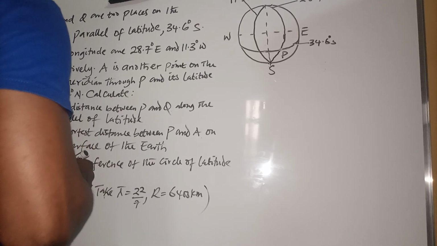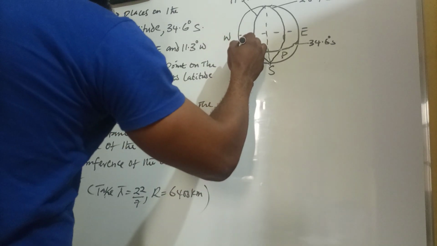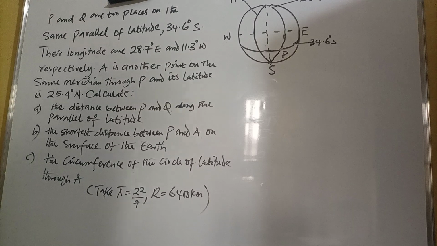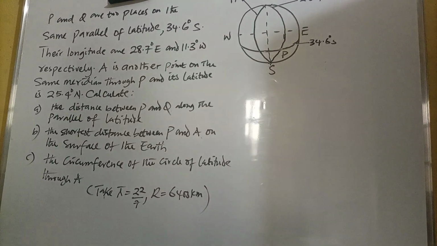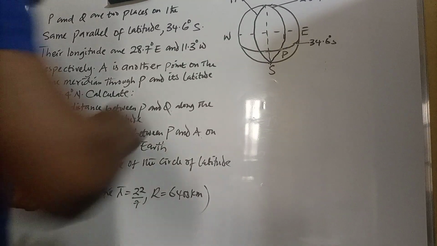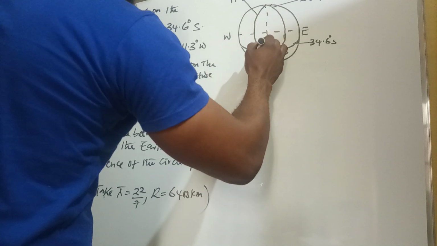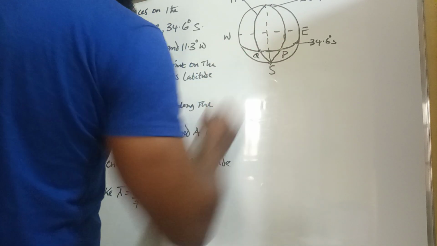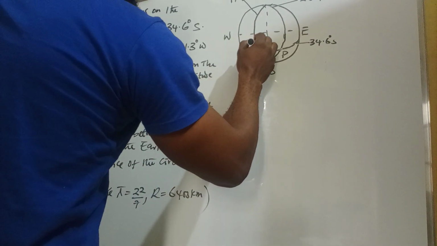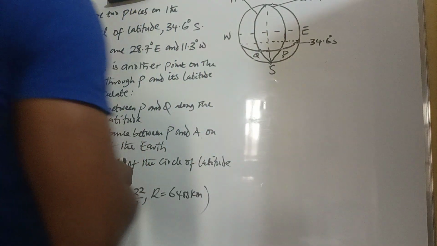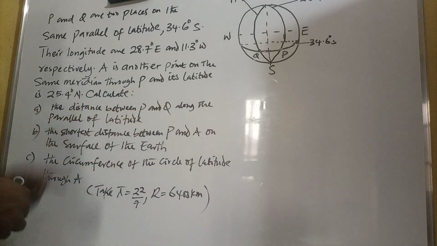And we are also told that our Q is 11.3 degrees west. So now this is my Q here, 11.3 degrees west. Then I will find the distance along the parallels of latitude as we were instructed in the question. We said we should find the distance between P and Q along the parallel of latitude.